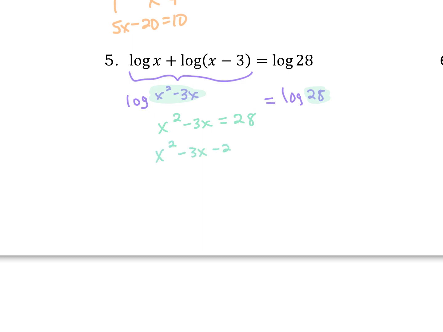This is quadratic, so 0, factor, solve. This is similar to one I think we saw yesterday, isn't it?